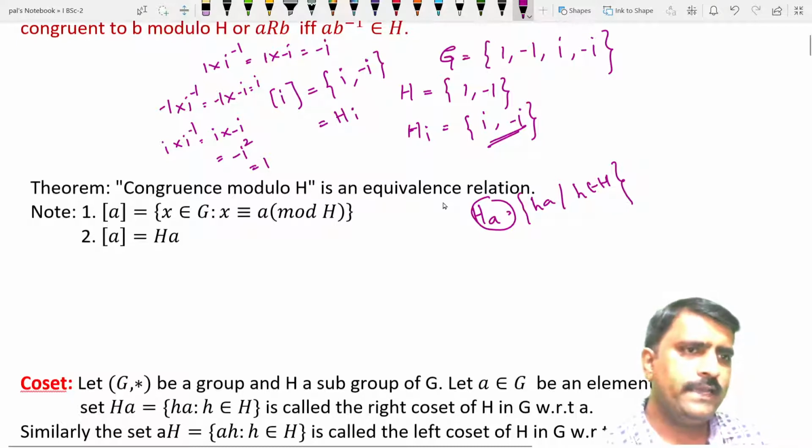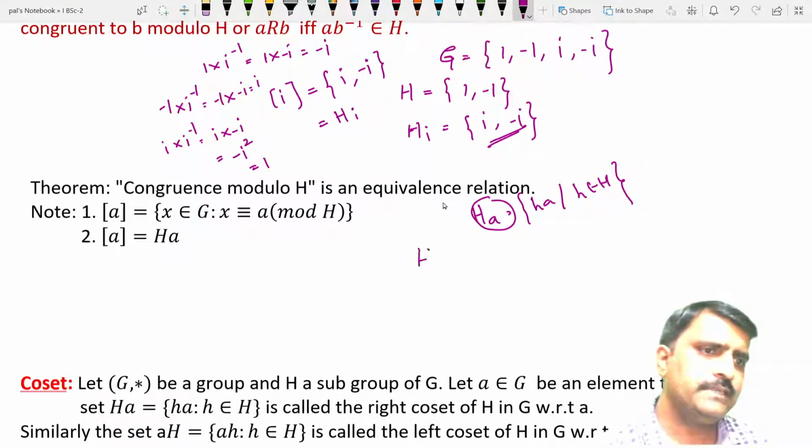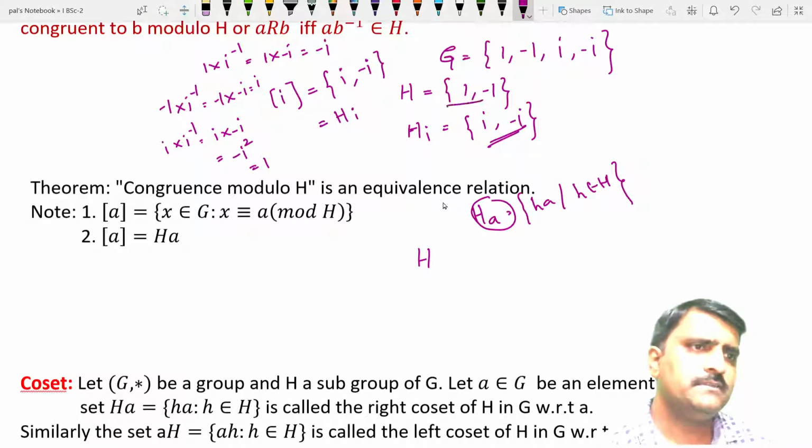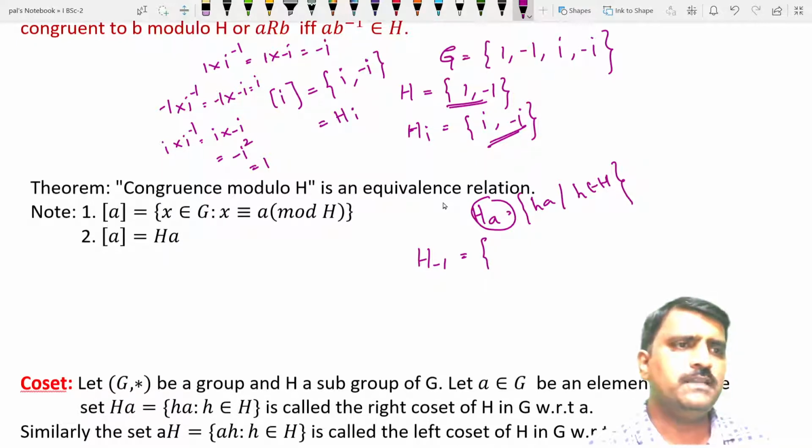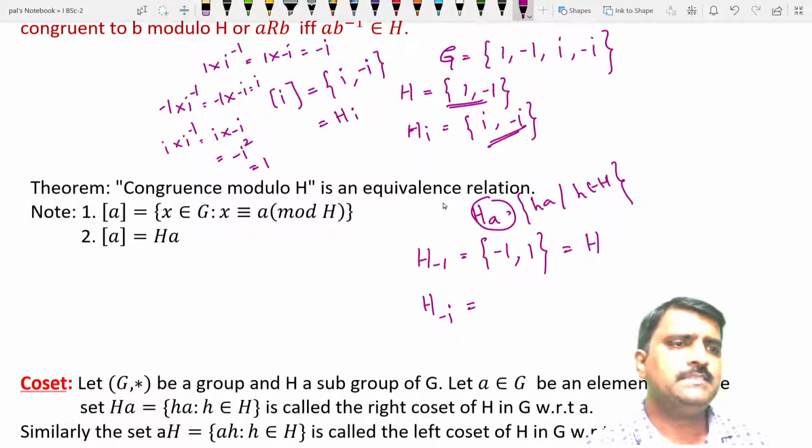ಓಕೆ, ಐ ಆಮ್ ಟೇಕಿಂಗ್ H minus 1. ಸೊ ಅದಕ್ಕೆ ತಗೊಳ್ತೀನಿ ನಾನು, ಇದೇ ಸೆಟ್ಟಿಗೆ ತಗೊಳ್ತೀನಿ. ಸೊ H is the group. What is H minus 1? H minus 1 is equal to minus 1 into 1 is minus 1. Minus 1 into minus 1 is plus 1, which is equal to H. ಇದು ಸೇಮ್ H ಥರನೇ ಬಂದಿದೆ. ಓಕೆ, ಸೊ ಯಾಕೆ ಹಂಗೆ ಬಂದಿದೆ ಅಂತ ಹೇಳ್ತೀನಿ ನಾನು ಆಮೇಲೆ. So next to take that H minus i. H minus i is equal to minus i into 1 is minus i. Minus i into minus 1 is plus i.